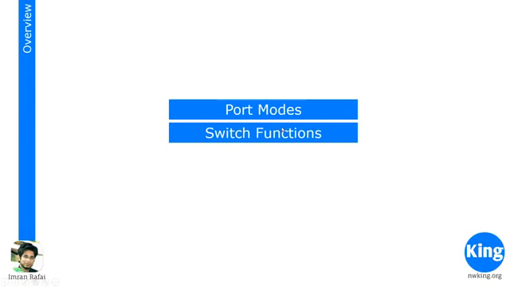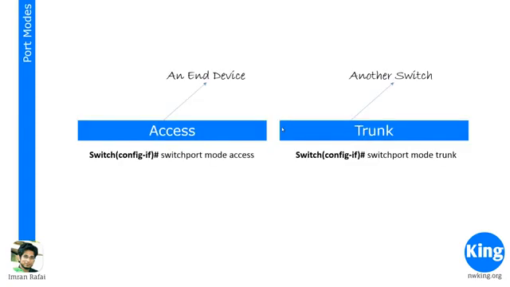Right, like I said, the overview of today's class: we will look at the switch port modes and switch functions. The switch has two modes. The first mode is the access mode. An access mode is used when you are connecting a switch port to an end device. So let's say if you want to connect your computer or your desktop to a switch, that particular port we configure as an access port, right?